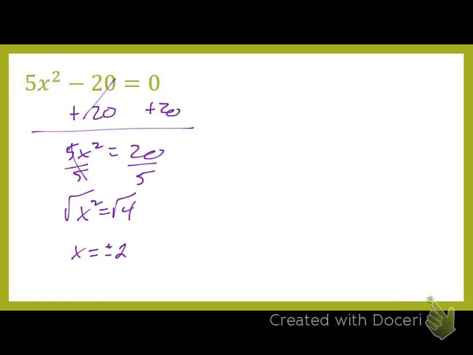So this is called the square root method, right? We can do that here. And the reason why we're allowed to do that is because the only variable that we see that we're trying to solve for is being squared. If there were an x to the first in there, then we would have a problem. We couldn't do it this way, okay?